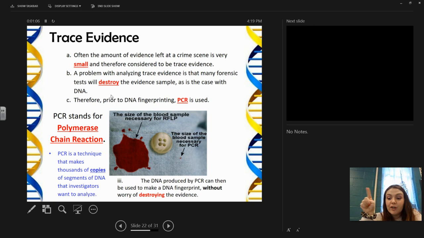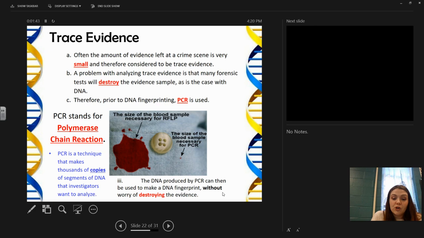Therefore, prior to the DNA fingerprinting, they do this test, PCR. PCR stands for polymerase chain reaction. Polymerase chain reaction is a technique that makes thousands of copies of the segments of DNA that investigators want to analyze. So basically, I have this little bit of DNA, and I don't want to run out of it in my multiple tests, so I'm going to do PCR on it first, make tons of copies of it, so I can use it for as long as I need to. So basically all it does is copy the DNA strand, so we don't run out of it.